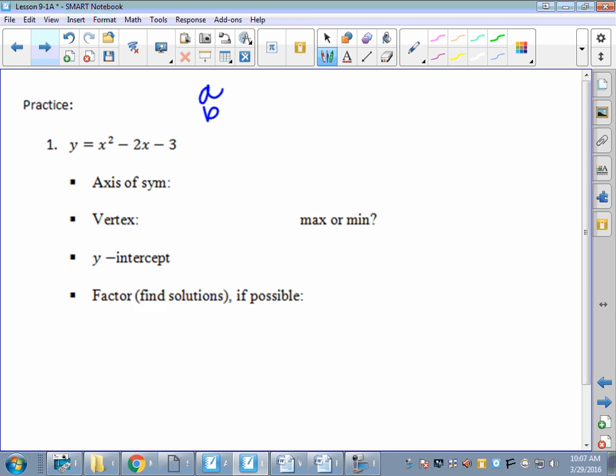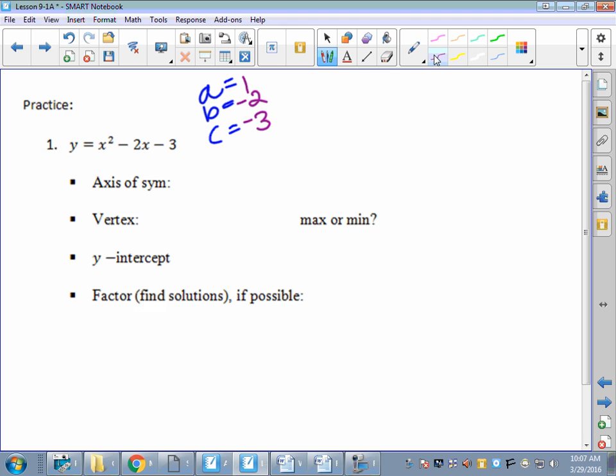If I wanted to identify a, b, and c, what's my a value from this graph? What's my number in front of, or from this equation? Number in front of the x squared is 1. What's my number in front of my x term? Good eye on the negative. And my c value? So I've got all that information. You don't have to write that, but it's just helpful to see it on the side.